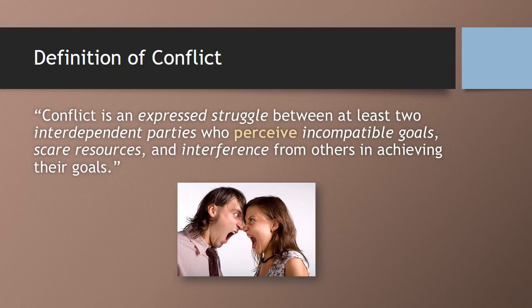Wilmot and Hocker define interpersonal conflict as an expressed struggle between at least two interdependent parties who perceive incompatible goals, scarce resources, and interference from others in achieving their goals. We'll break down this definition in just a minute.